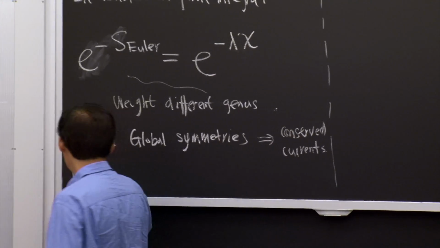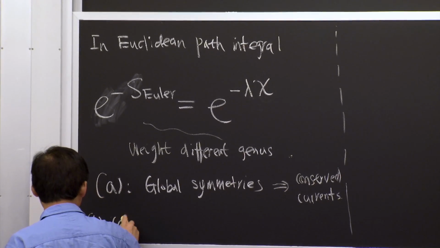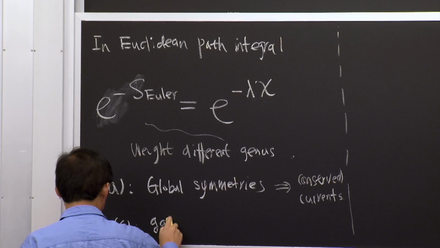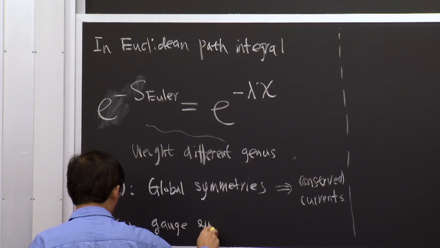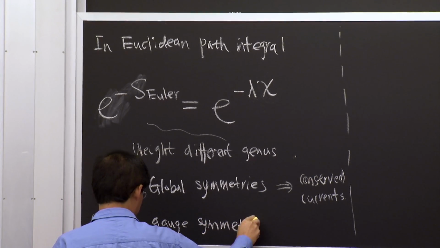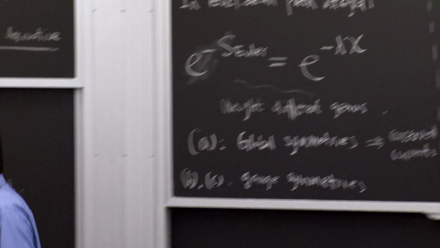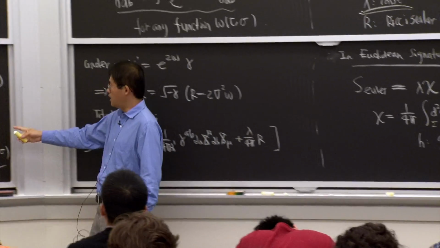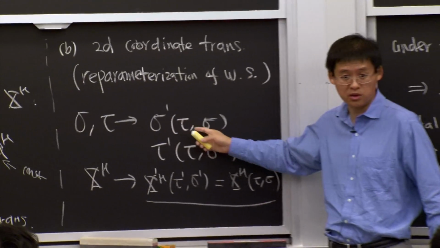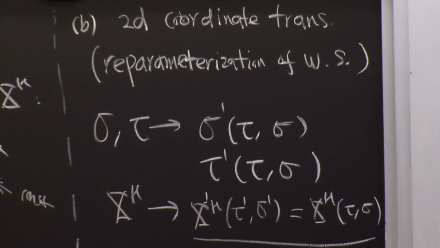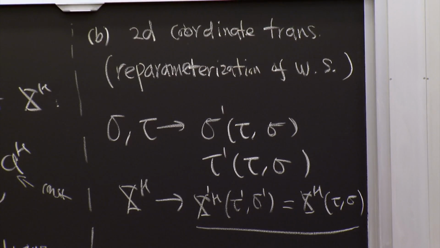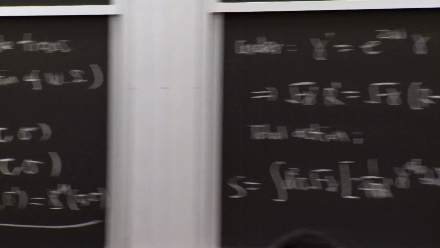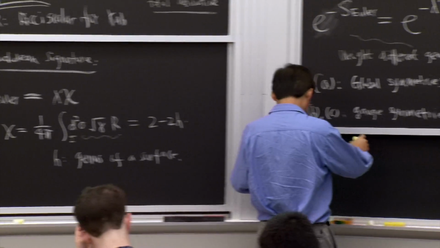And B and C are what we call the gauge symmetries, or local symmetries, because they depend on sigma and tau. They have arbitrary dependence on sigma and tau. So this is what we call the gauge symmetries.